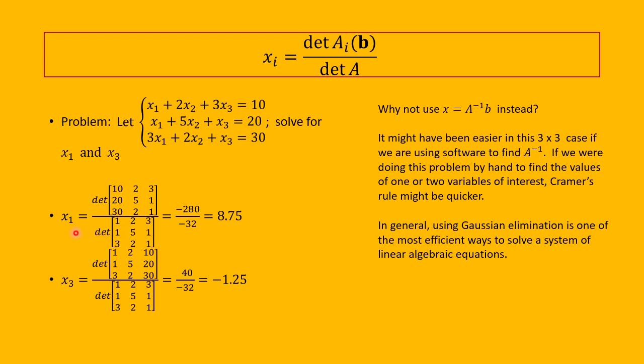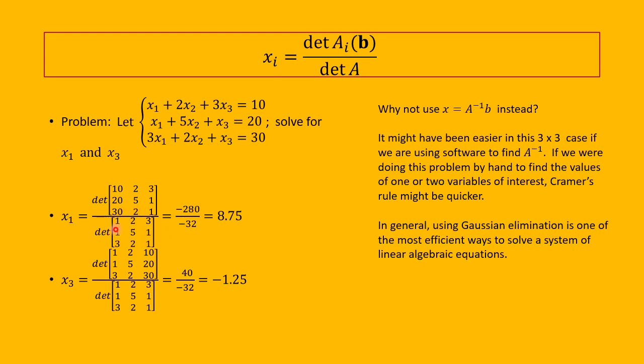Now, since we're solving for x sub 1, we're going to alter this matrix just a little bit to get this numerator. We're going to replace the first row of this matrix here with this b vector, column vector, which are the constants on the other side, 10, 20, and 30. Now, if we evaluate the determinant of this 3 by 3 matrix, we'll find out it's minus 280.